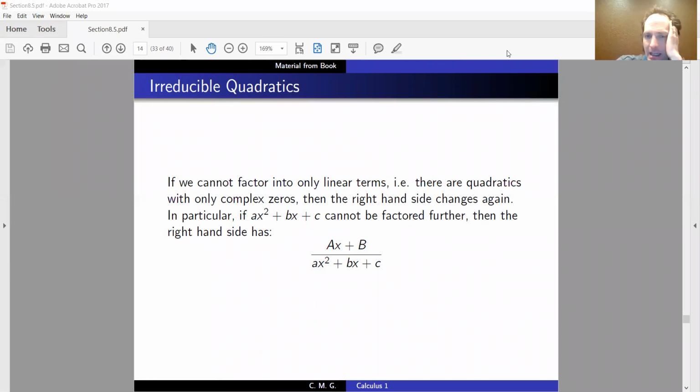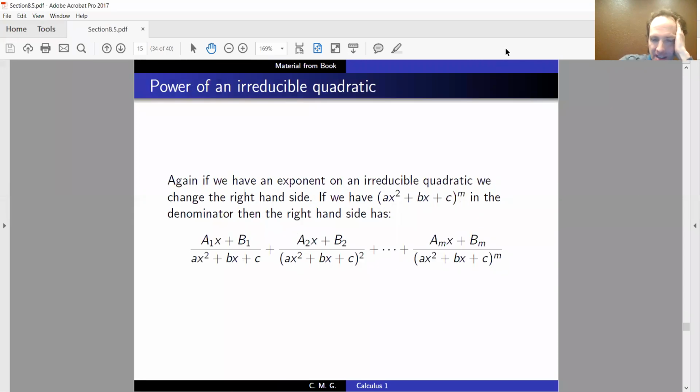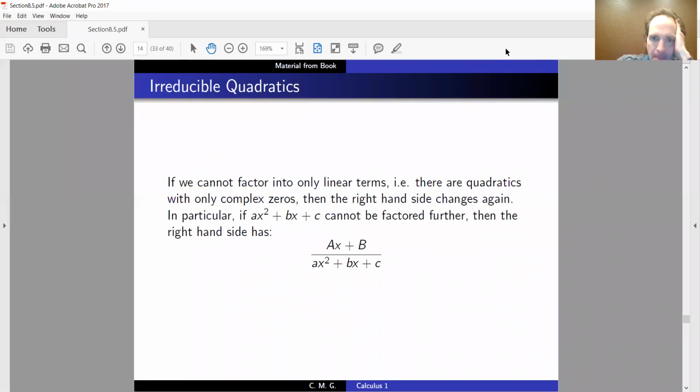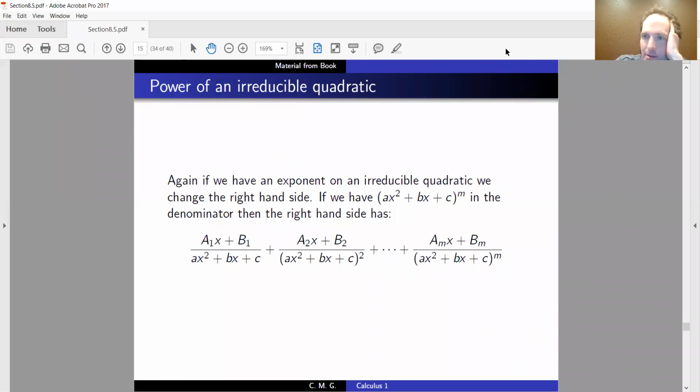Okay. And in that situation, the right-hand side gets an additional hiccup in here. I get an ax plus b on the top of that quadratic factor. And so that is a little bit tricky. But again, it's not so bad. It basically just adds a little bit of a hiccup to it all. And if I have powers of that irreducible quadratic, I just have a term for every power. And again, that term has both an a and a b, with an ax plus b in each term there.